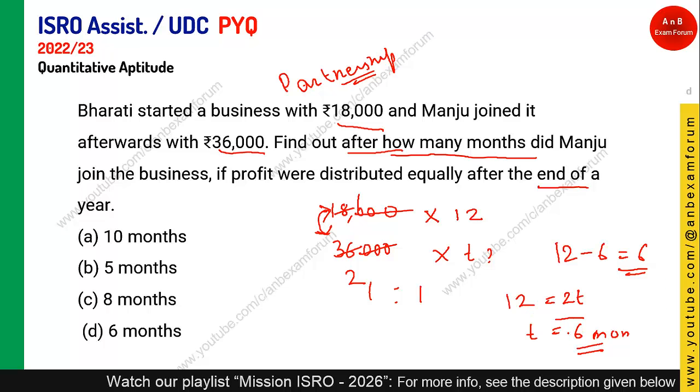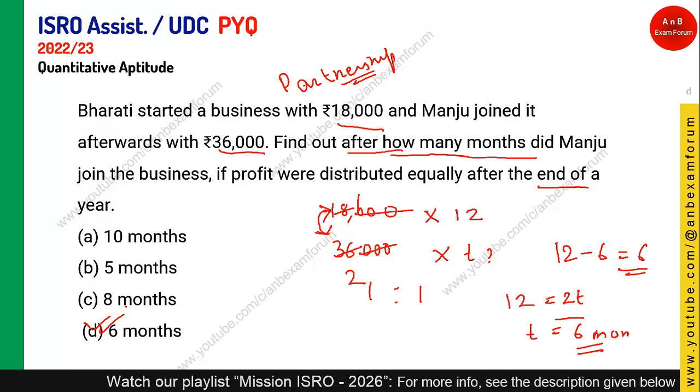Suppose in case the factor t is equal to 4, in that case your answer should be 8, but since it is 6, if you subtract it from 6, the answer remains the same. So option D is the right answer.